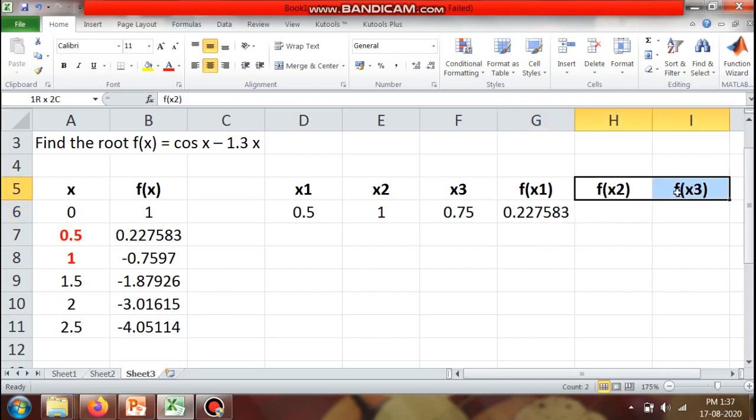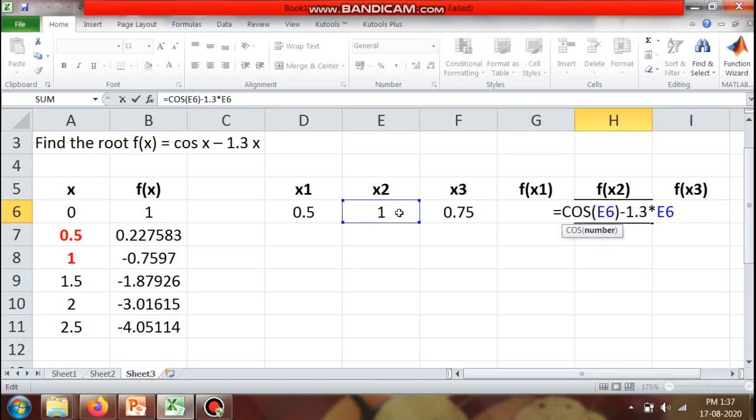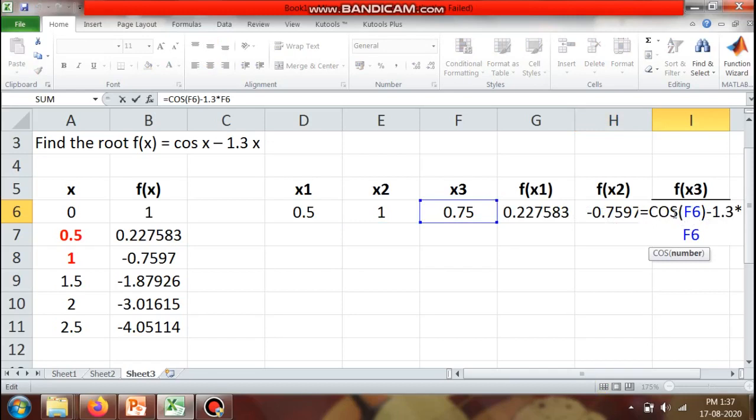Now to find the values of f of x2 and f of x3, you just have to drag it. Select this particular cell, go to this corner where you get the plus sign, and drag it towards the right side. You will get the respective values of f of x2 and f of x3. If you double click here, the value of the respective x2, which is located in cell E6, has been automatically selected. Here also, the value of x from cell F6, which is x3, has been automatically selected. So you need not repeat the procedure manually for similar kinds of operations.